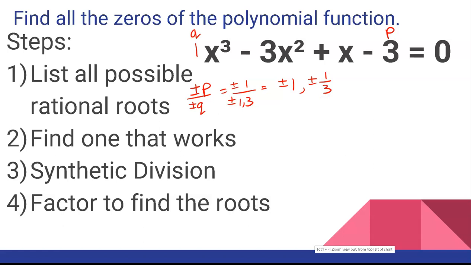So how many possible places can it cross the x-axis? Oh, kids, I totally messed that up, and you didn't stop me. Look, I even labeled P, I labeled Q, but then I didn't do it the right way. P's are 3. Q is 1. There we go. 1 divided by 1 is 1. 3 divided by 1 is 3.